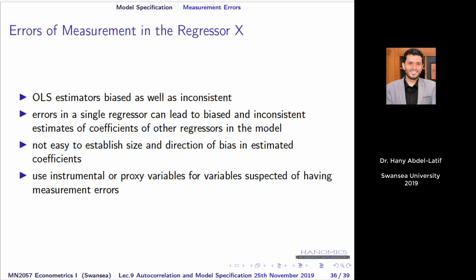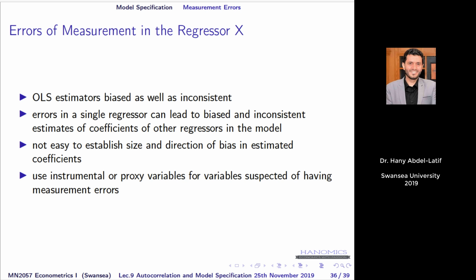So if your expected beta hat equals beta plus something, then you can just take that away, so you know exactly how much the bias is and the direction of that bias. But it's not easy to do that. It's very difficult to establish the direction and the size of your bias.